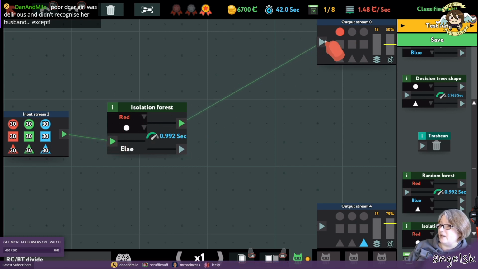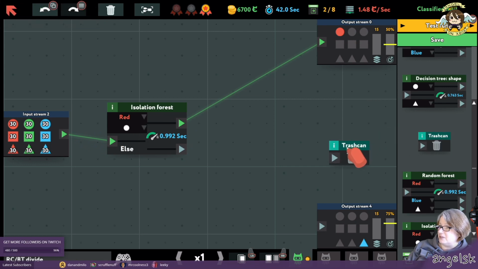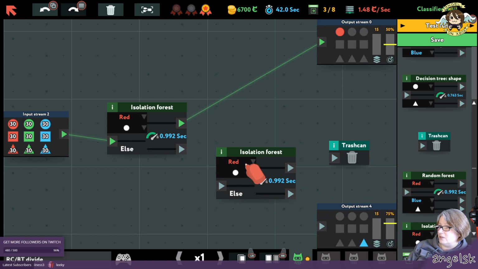Okay, so the easiest way for me to do this is 2 isolation forests. 2 isolation forests. But I don't know whether that is going to be quick enough.